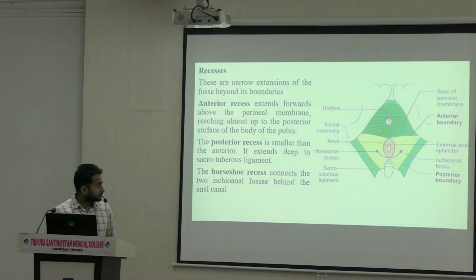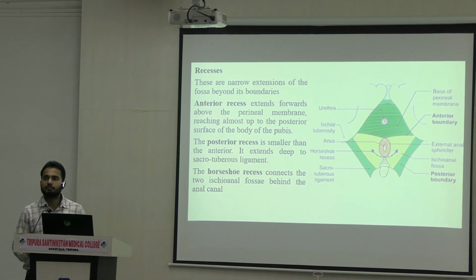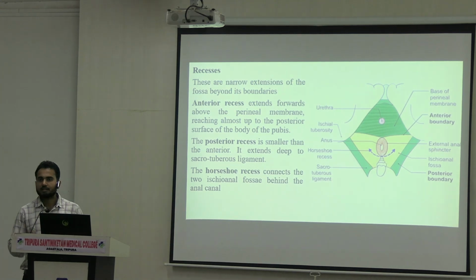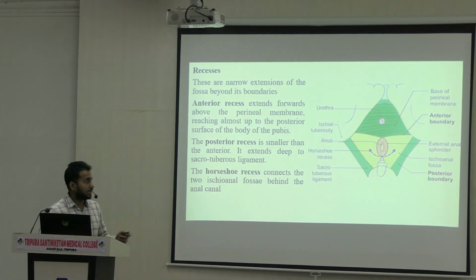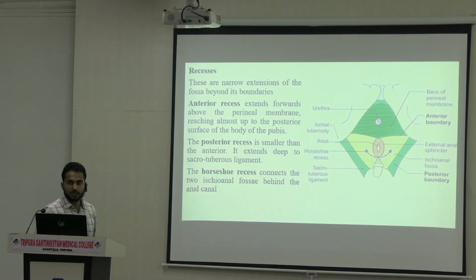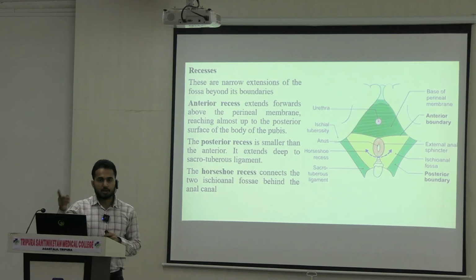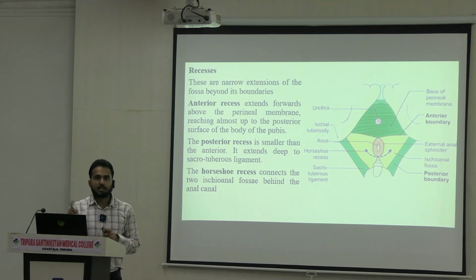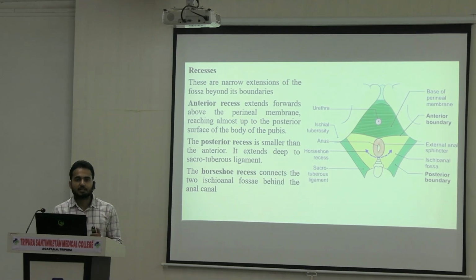Next, the ischioanal fossa, as I said, is a fascia covered, wedge shaped space. Now there are some extensions from this space, and these are called recesses of the fossa. Mainly three recesses are there: anterior recess, posterior recess, and horseshoe shaped recess. That means the spaces extend beyond their boundaries in the anterior direction, posteriorly, and in a horseshoe shape.